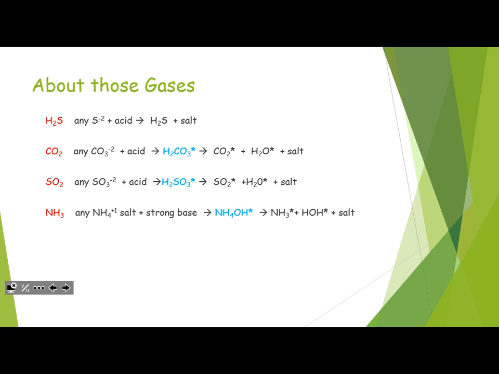Lastly, we have ammonia. This is any ammonium salt plus a strong base, and just very shortly we'll talk about what those strong bases are. This produces ammonium hydroxide. Ammonium hydroxide is like the previous two, the sulfurous acid and the carbonic acid. It's not very stable. It doesn't stay together. So it immediately decomposes into ammonia, water, and then once again we have that salt, that ionic compound.